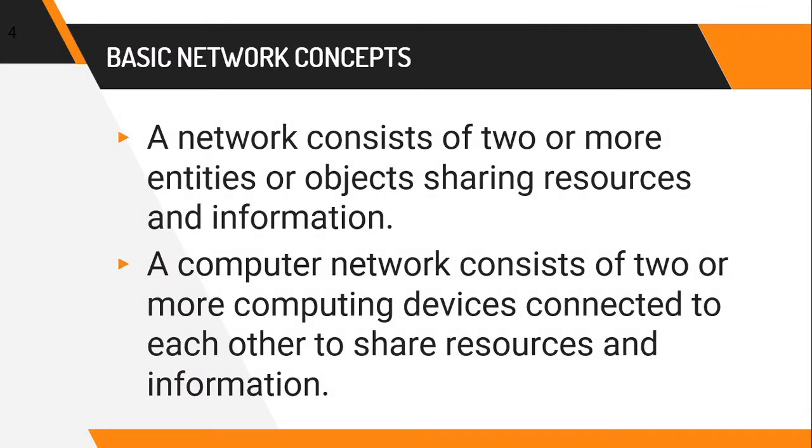A network consists of two or more entities or objects sharing resources and information. A computer network consists of two or more computing devices connected to each other to share resources and information. The network becomes a powerful tool when computers communicate and share resources with other computers on the same network or entirely distinct networks. Computers on a network can act as a client or a server. A client is a computer that requests resources. A server is a computer that controls and provides access to resources.